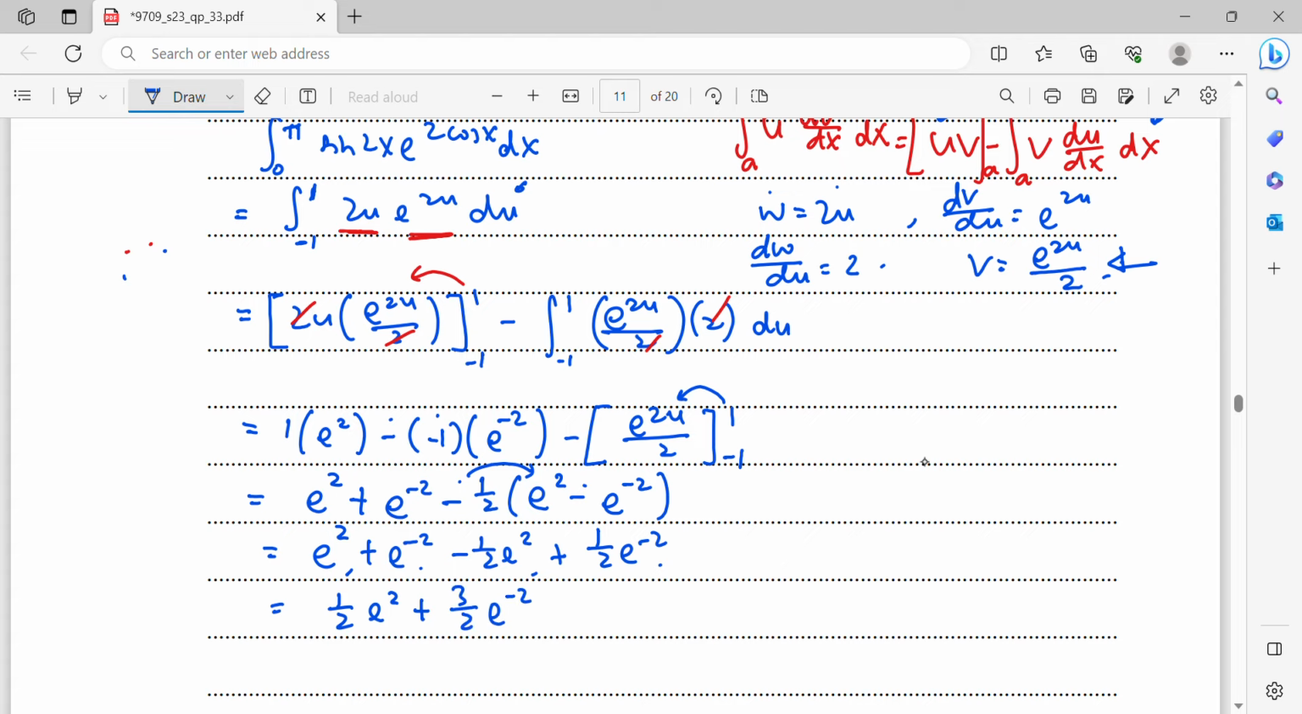Okay, so now from here, you can factorize a common term, which is a half. Then you get half of e squared plus 3e negative 2. So this is the solution of this question.